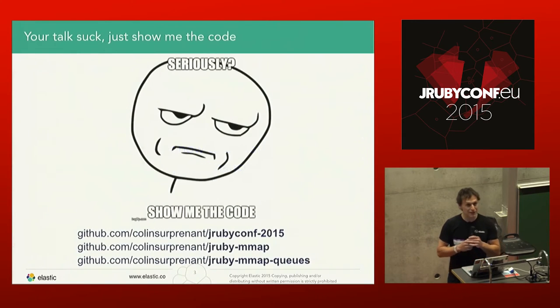If this is too boring for you guys, you can jump to the code right now. There's a JRubyConf 2015 repo with all the slides and the code, and the other two repos, MMAP and MMAP queues, are the actual MMAPing implementation and the queues implementation.